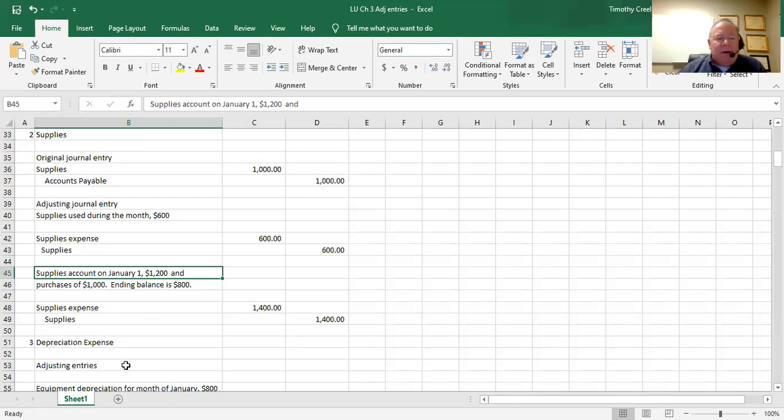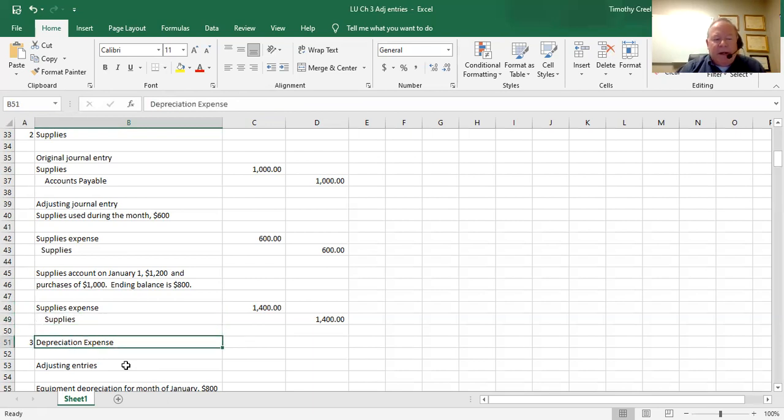For purposes here, I'm going to say we started with 1,200, we added 1,000, so we had $2,200 worth of office supplies available. But we ended with 800, so that means we had to use 1,400 over the period. And so our adjusting entry would be a debit to supplies expense and a credit to supplies. That would basically be our adjusting entry.